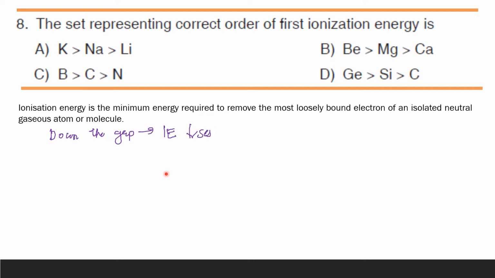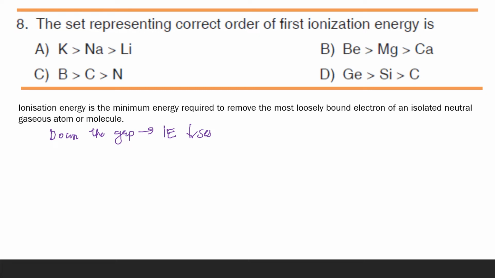Now, what is the variation along the period? That is, when you move from left to right of the periodic table, what happens to ionization energy? There, ionization energy is found to increase. That is because when you move from left to right of the periodic table, the size of an atom decreases. That is because the number of shells remains the same, but the atomic number is increasing. Therefore, the effective nuclear charge experienced by the valence electron will be increasing.